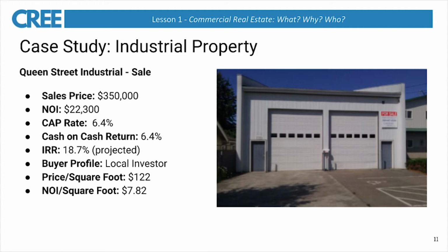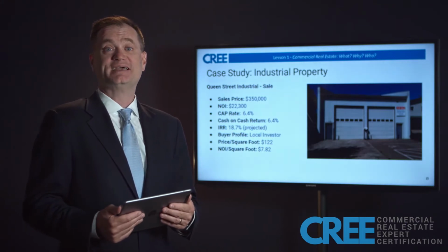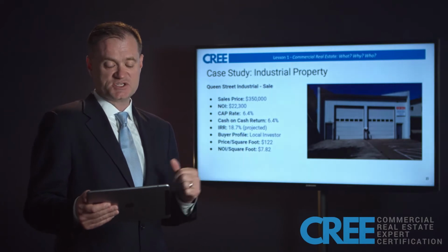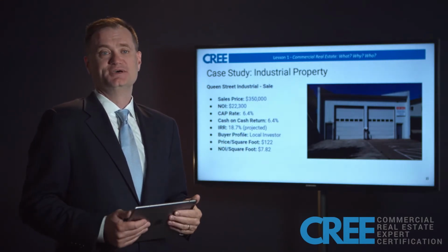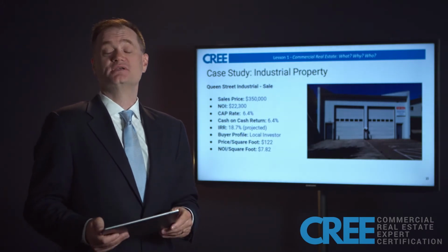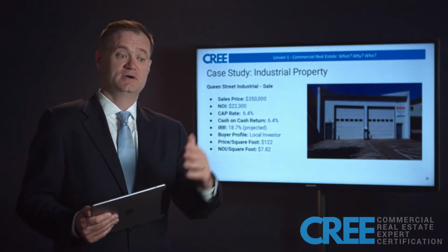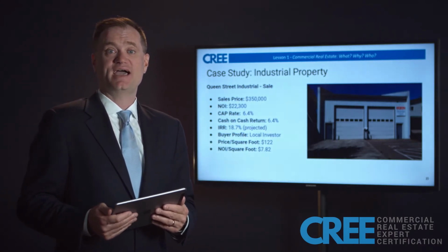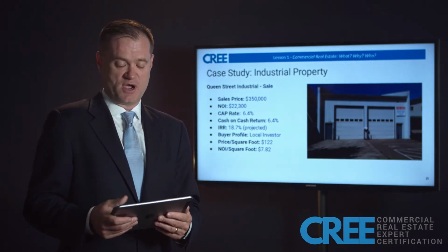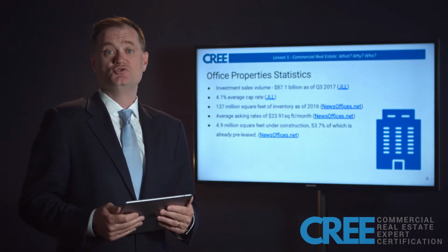The buyer profile here was a local investor who owns a lot of single-family homes and has been wanting to get into commercial and industrial properties. And so we found this for him and leased the property up and sold it to him for just over $120 a square foot. So that's going to be the Queen Street Industrial, and we'll come back and talk about that, and you'll get on a link below, you'll have access to my pro formas, my templates, all the information on this particular property.